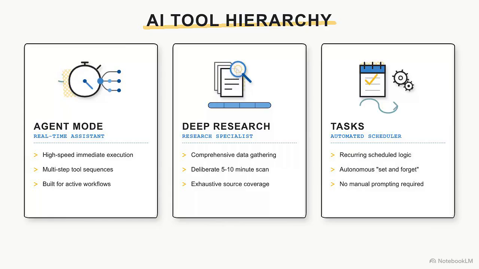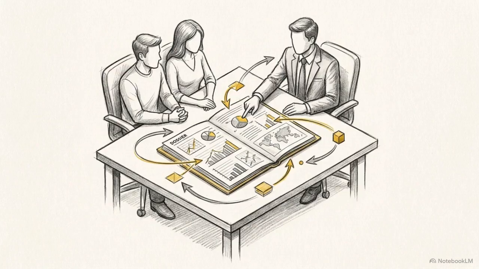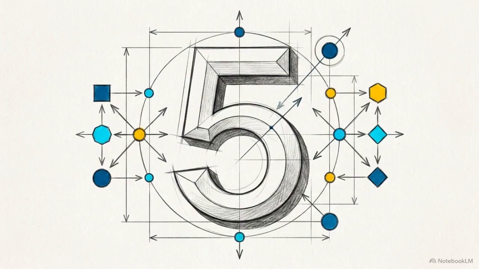Tasks serves as the automated scheduling arm of the platform. It executes recurring instructions on a set schedule without requiring any manual prompting. You deploy Standard Agent Mode when you need rapid context moments before an unexpected client call. You deploy Deep Research when you are preparing foundational knowledge for a planned, high-stakes buyer consultation. Understanding which specific tool to deploy dictates the quality and reliability of your final research output. Let's look at the exact practical workflows these tools execute for real estate professionals today.